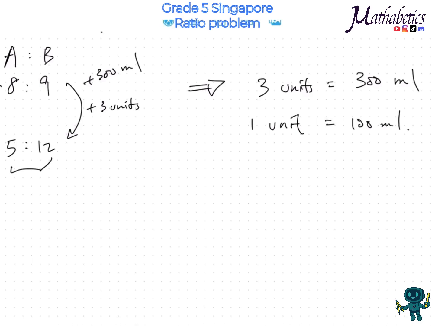And how many units do we have? Well, we haven't lost any, so that's 17 units. Each is 100, so 100 milliliters. So the answer is 1700 milliliters.